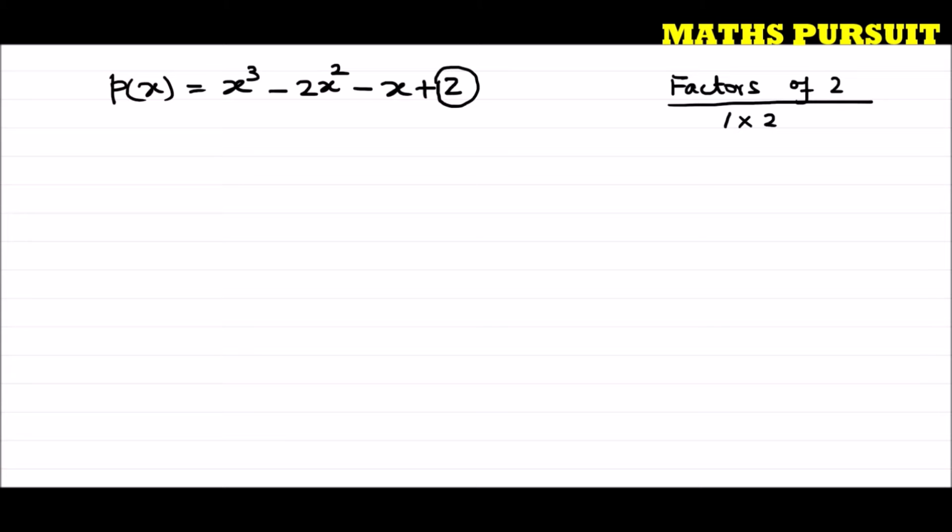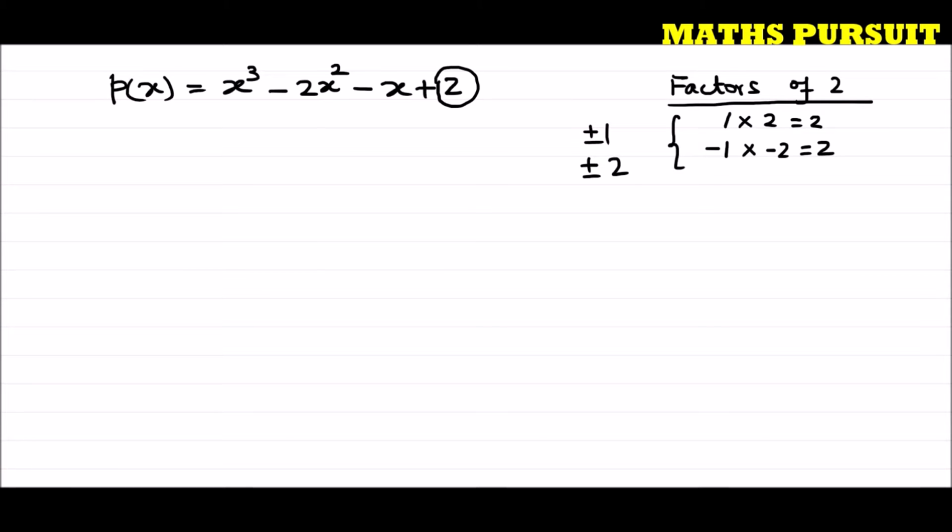1 into 2 is equal to 2, and 2 into 1 is the same, or in other words, I can write minus 1 into minus 2. Minus into minus is plus, so we will get 2. So these are the factors of 2 we are getting. That means one is plus or minus 1 and the other one is plus or minus 2.